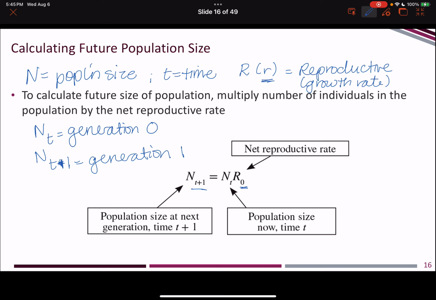So we are going to talk about how we use this equation. We're going to change it a little bit as we go on to talk about different types of growth that a population might have. But this just tells us that our growth rate, or the change in the population size, depends on two things. It depends on the population size, and it depends on the reproductive rate. So both of those are going to affect how quickly or slowly a population grows.